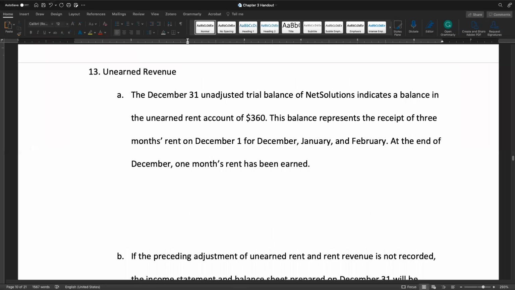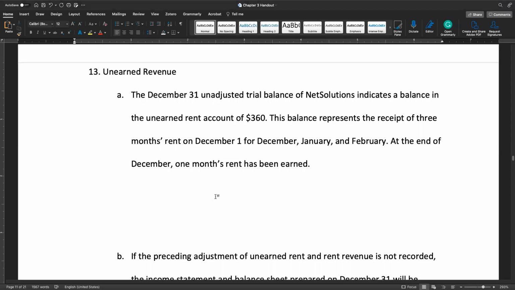Oh, that's not what's supposed to happen. There we go. All right, December 31st, we have an unadjusted trial balance for Net Solutions that shows unearned rent of $360. This balance is the receipt of 3 months rent that we were paid on December 1st. So we rent out a space. Someone paid us for 3 months on December 1st, $360. At the end of December, we have to show how much of that $360 we have actually earned now, okay? Until we've earned the money, we can't show it as revenue.